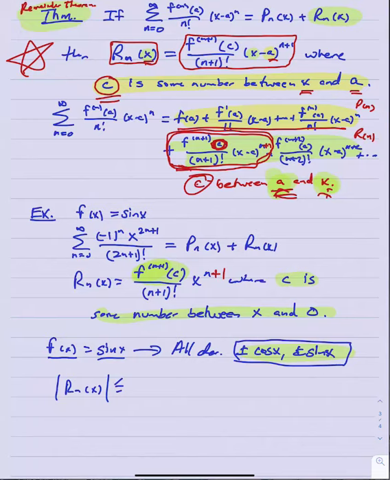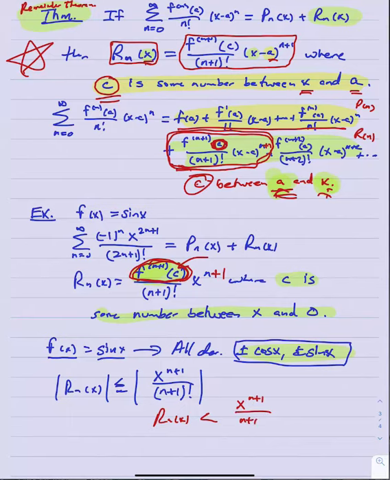That means down here, I could say that the absolute value of this remainder is less than or equal to the absolute value of x to the n plus 1 over n plus 1 factorial. And that's simply because this derivative, or any of the derivatives of sine x, will all be bounded by 1 in size, no matter what c I plug into them. All right, now, that means what? It means the absolute value of Rn of x is less than or equal to the absolute value of x to the n plus 1 over n plus 1 factorial. And since it is an absolute value that we're talking about, it's also going to be greater than or equal to 0.